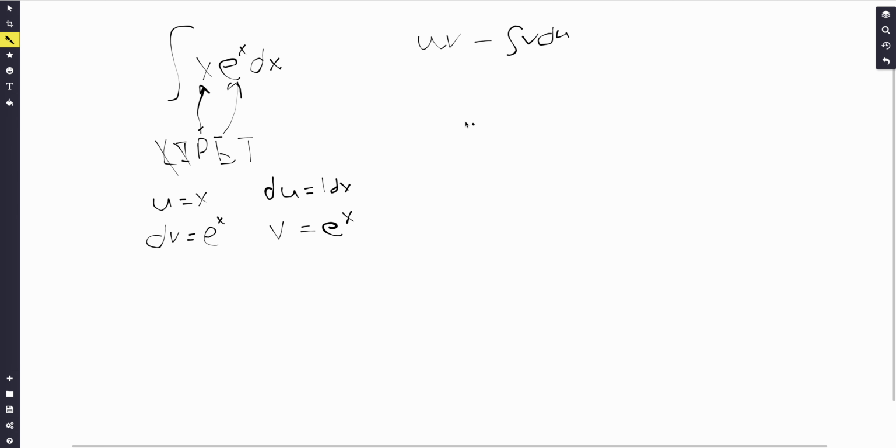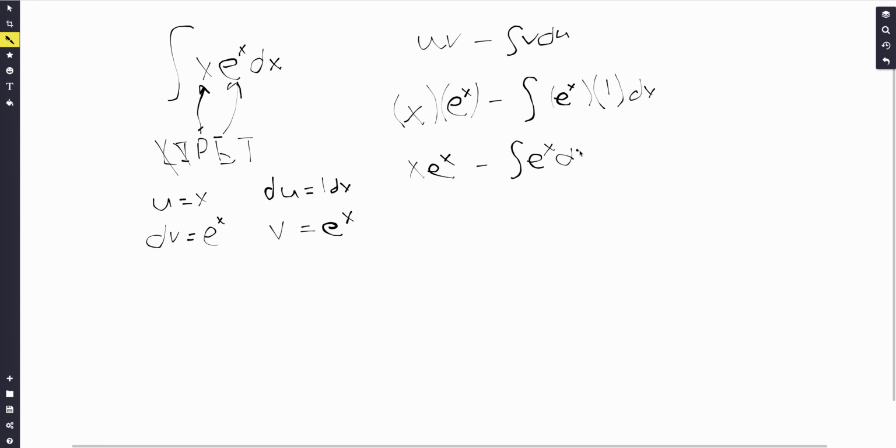Okay, so what's our u term? Our u term is x. I'm just going to do it in parentheses to make it easier. And then our v term is e to the x. And minus the integral of v, which is e to the x, times du, which is 1 dx.